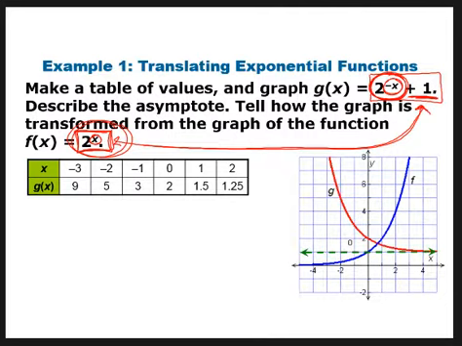So what that means is I'm taking my parent function and I have made the x negative. Okay, so what that means is it's some type of reflection. When you take something and you make the x, and only the x or the input value, negative, that means that you have some type of reflection, and in this case it's a reflection across the y-axis.